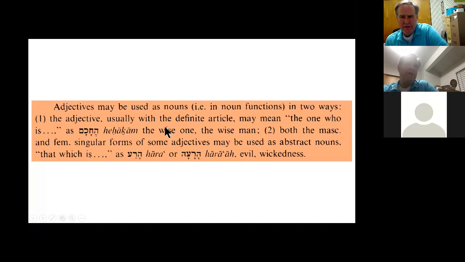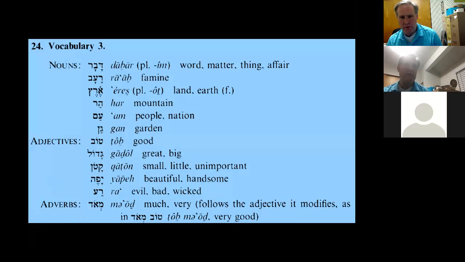An adjective with a definite article can also mean, for example, hakam refers to someone wise, and ha'hakam means the wise one or the wise man. Both of those can be used as abstract things, like ha'ra'a would be evil or evilness or wickedness. Again, that's the vocabulary for this week, and we're good there.